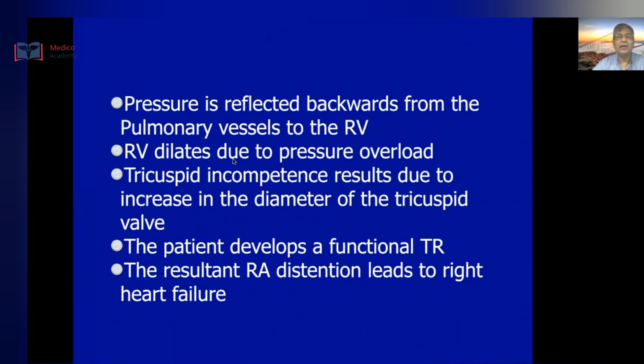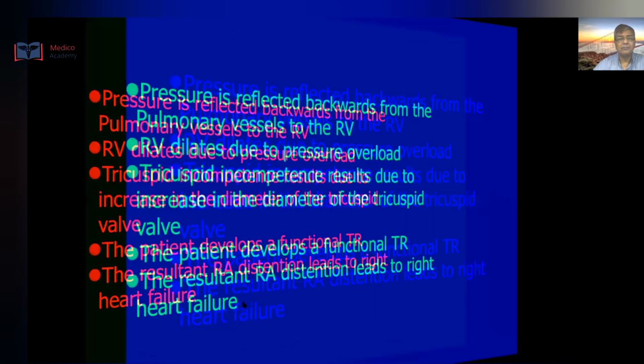When the right ventricle dilates, it makes the tricuspid valve incompetent because of an increase in the diameter of the valve, and the patient develops a functional tricuspid regurgitation. This functional tricuspid regurgitation results in distension of the right atrium and leads to right heart failure.